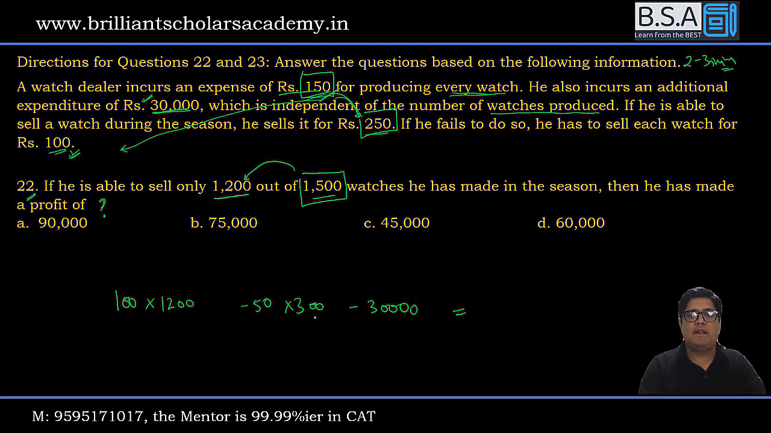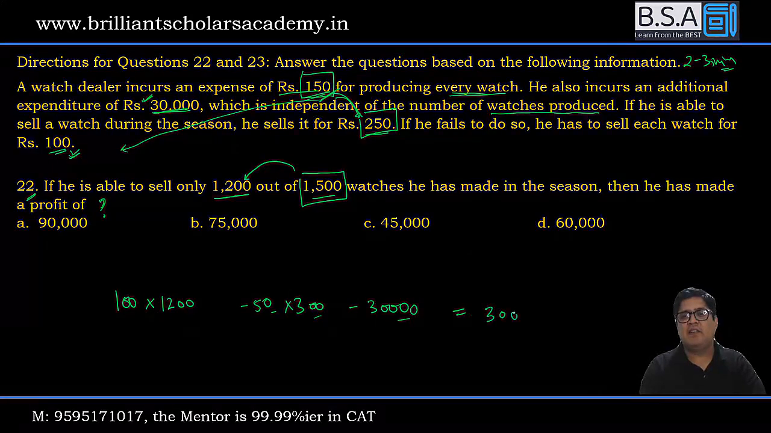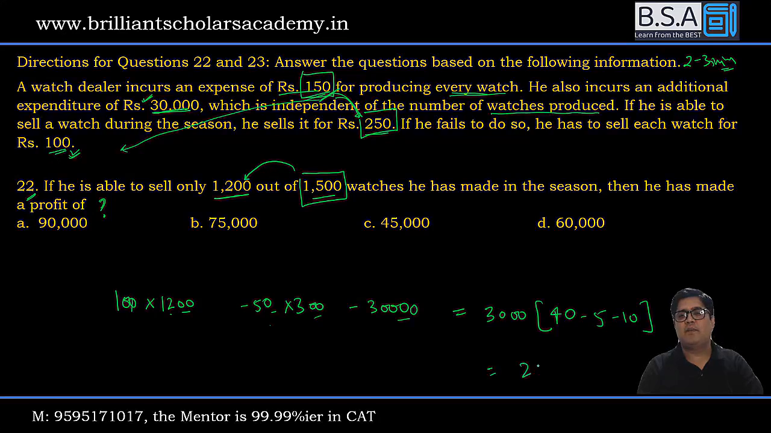See, there are three zeros here, there are three zeros here, there are three zeros here. So I've taken 3000 common. When I take two zeros and three zeros common, 3 becomes common, this becomes 40. 3000 is common, this becomes 5, this becomes 5. 3000 is common, this becomes 10. 40 minus 15 is 25. 25 into 3000 is 75,000 profit.